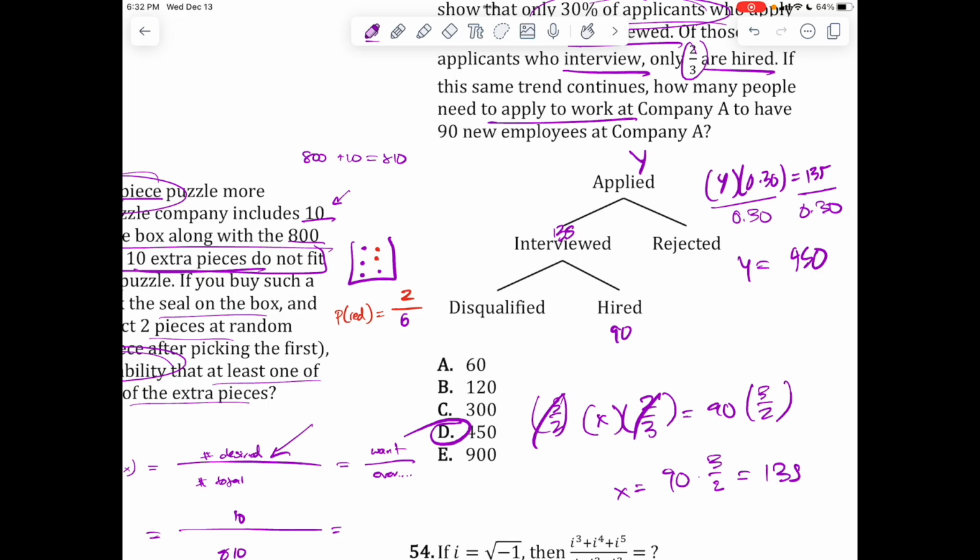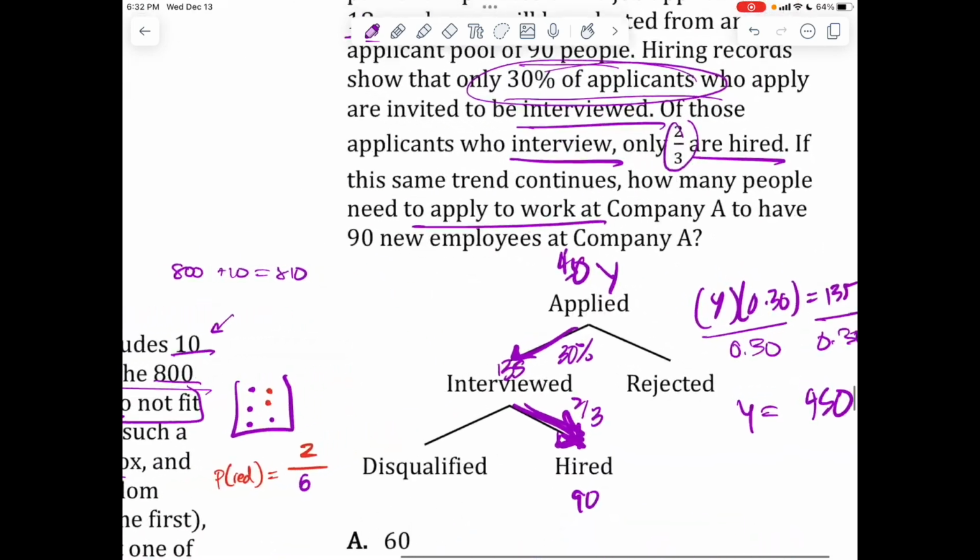Okay, so let's go from the top. From here to here it's 30%. Here to here is 2/3. And that's how I get from 450 to 90. Okay? Another way to do it is to just calculate.